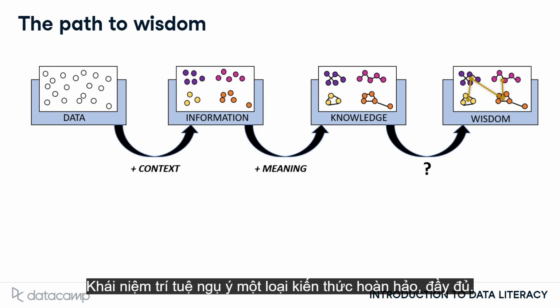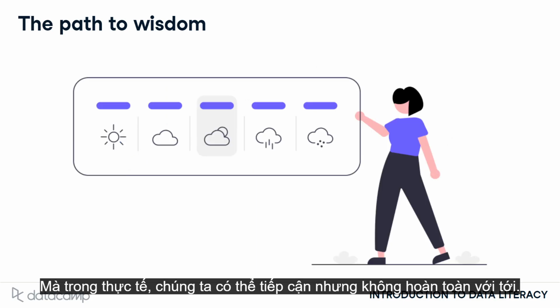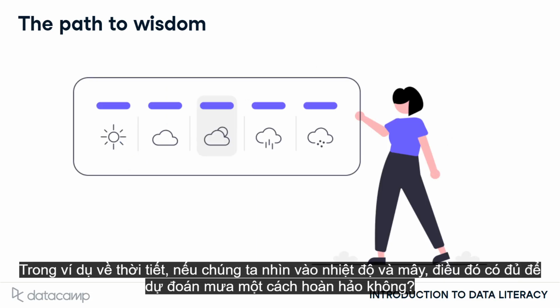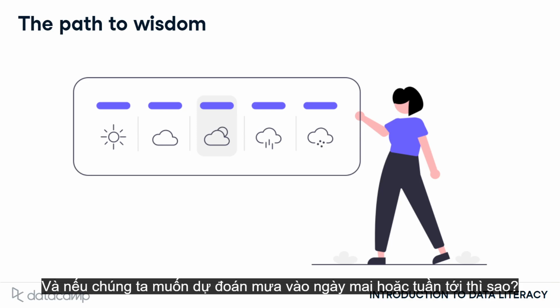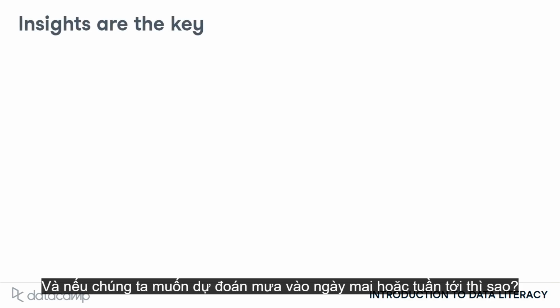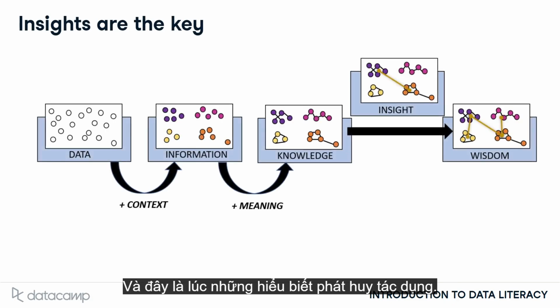The concept of wisdom implies a sort of perfect, complete knowledge, which in reality we can maybe approach but not quite reach. In the weather example, if we look at temperature and clouds, is that enough to perfectly predict rain? Can we truly know all the factors that come into play and measure them? And what if we want to predict rain tomorrow or next week? To solve this problem, we need a go-between, and this is where insights come into play.